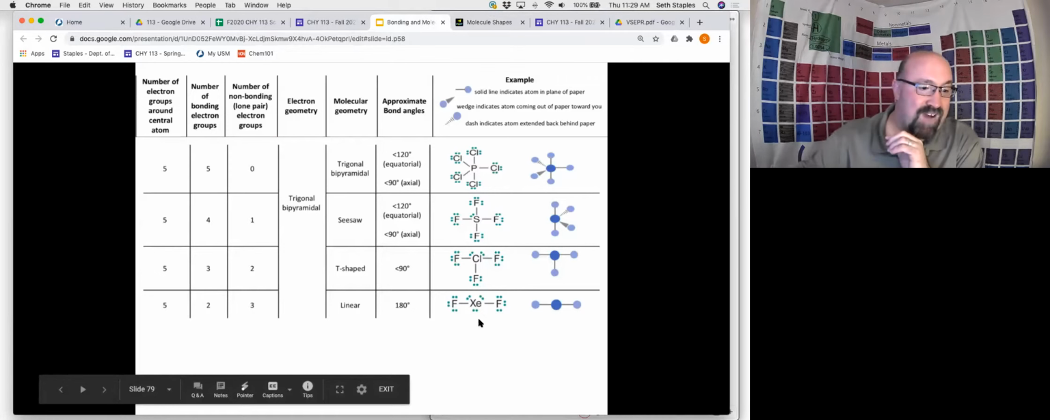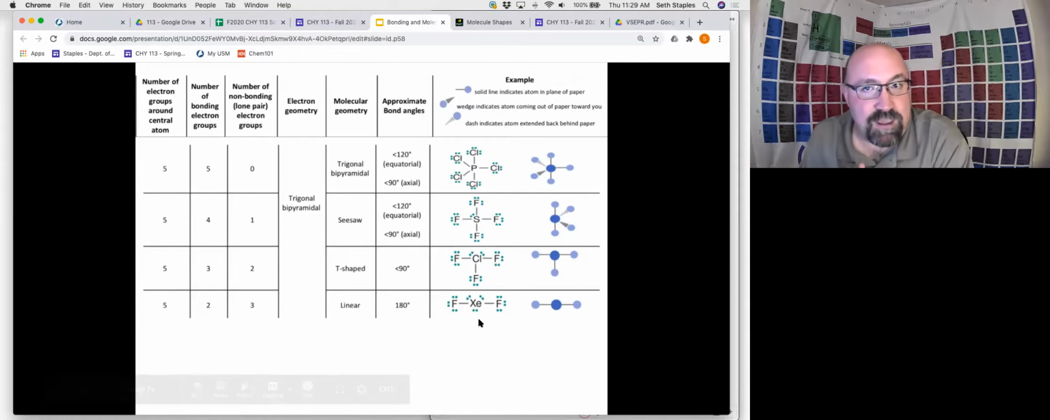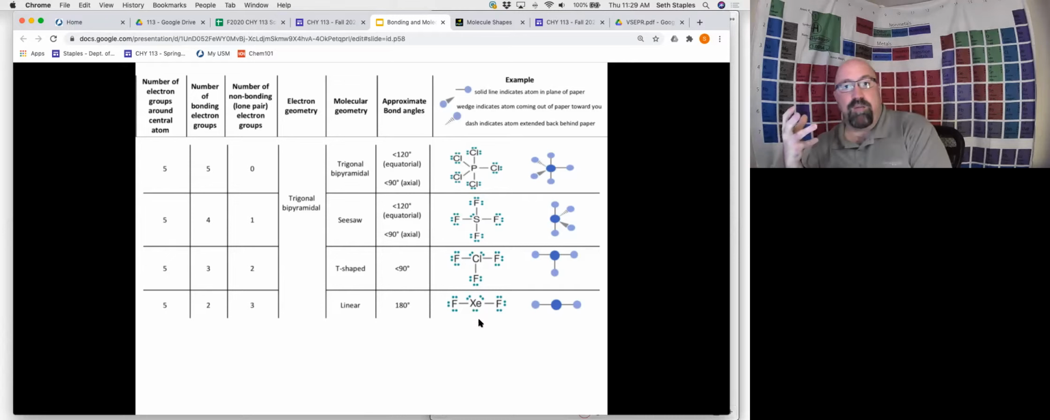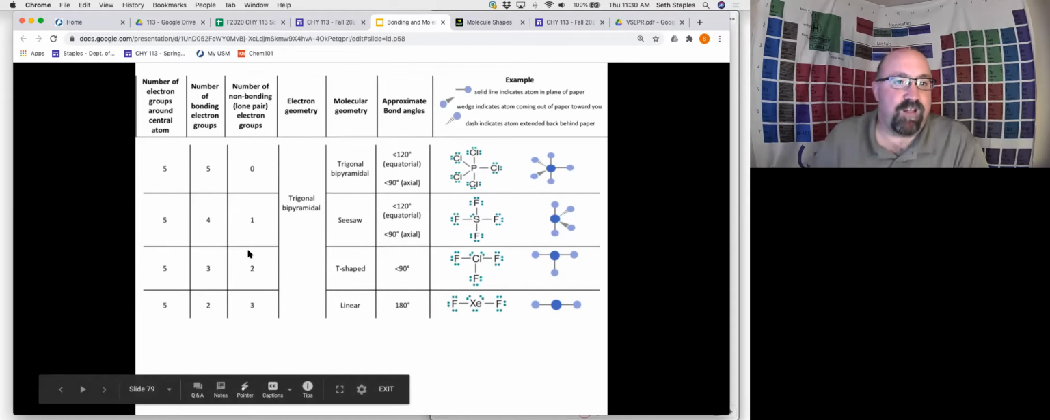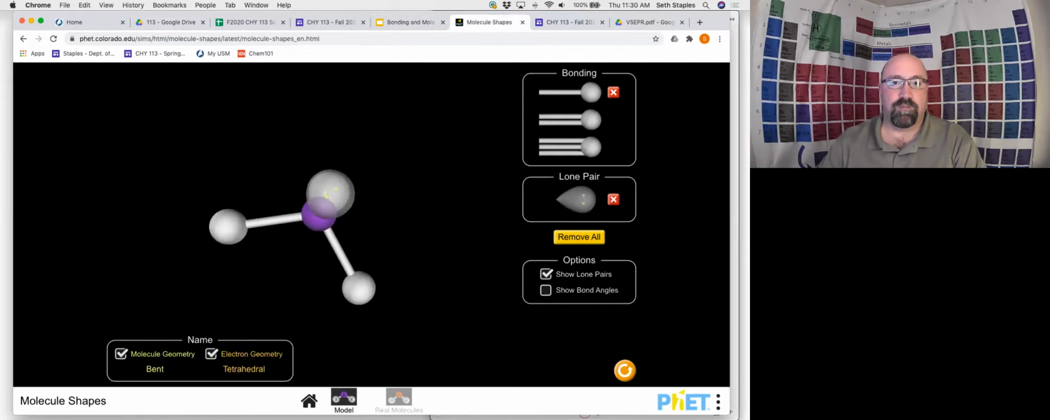Then we get up to 5 electron domain geometries. So now again, we're talking about atoms that for our central atom are phosphorus or larger. So if we have five electron domains, our electron geometry is what we call trigonal bipyramidal for all of those.